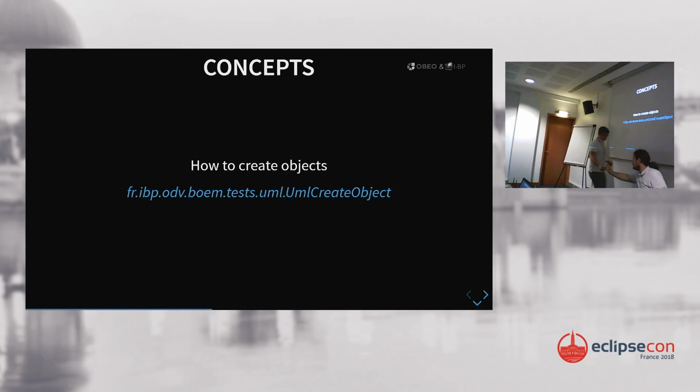Okay, now we're going to show some real-world tests. In fact, the tests we were using to build BOEM. First thing we're going to show you is how to create an object or an instance of a metamodel. We used UML because UML was, for our case, quite similar to the language we were using, and it's a language almost everybody knows more or less, and it's quite a complex language.